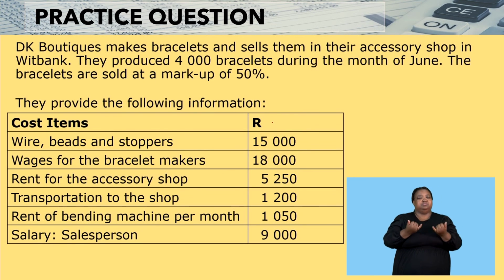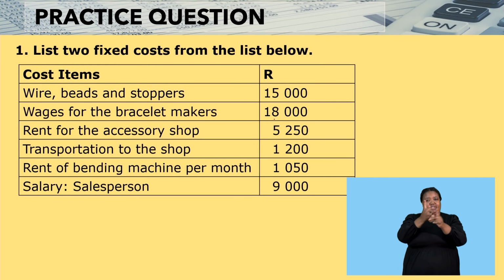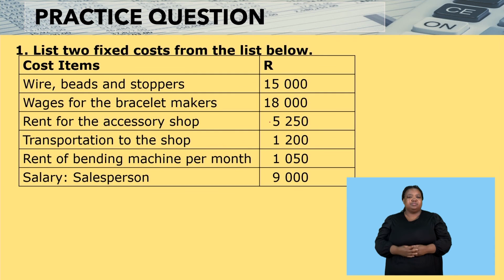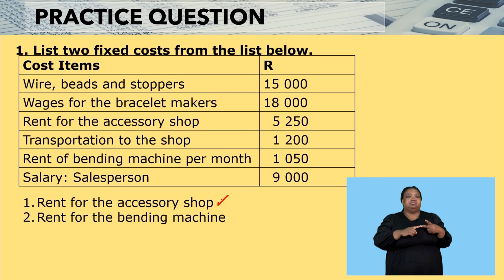All right, let's see the demands of the question. List two fixed costs from the list below. So we have this list and we are required to list two fixed costs. Let's see if we can do that. The first fixed cost is rent for the accessory shop. Number two, rent for the bending machine. That is the second fixed cost.